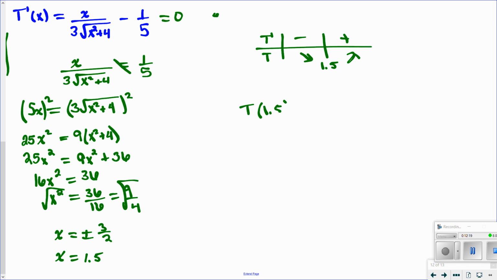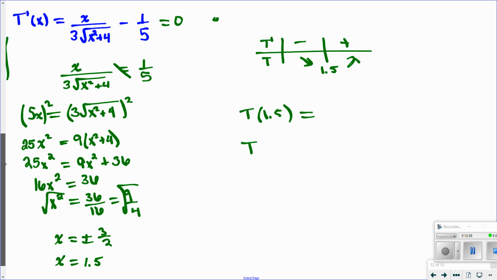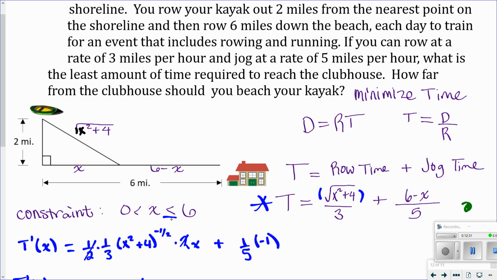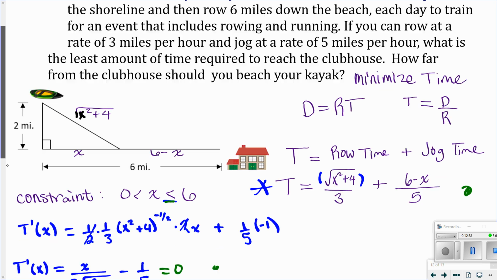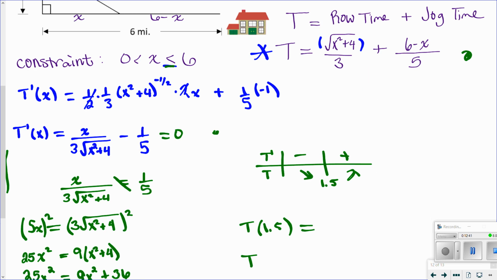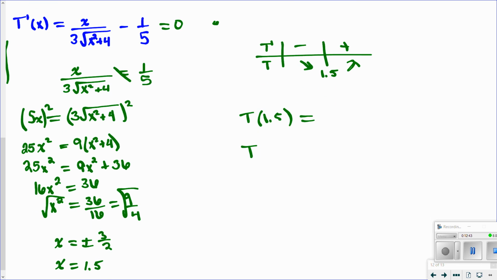So now we want to find what the actual time would be at 1.5, but we should also test the endpoint. Remember, we included 6 as a possible member of the domain. So we should test that since it's an endpoint and absolute extrema can occur at endpoints. So we'll test 1.5 and 6 and see which one of these actually minimizes the time that it takes that person to row and jog to the clubhouse.